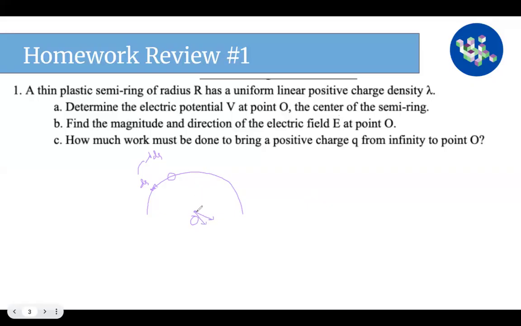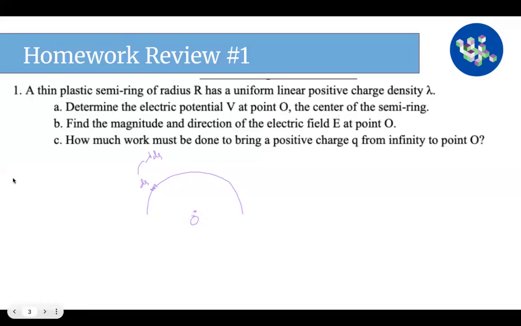And so you can see that if I go across the entire semi-ring, this is what the electric fields due to each infinitesimal segment will look like. Then you'll find that the horizontal components cancel and the net electric field would be in this direction. So let's actually get quantitative and solve the problem.